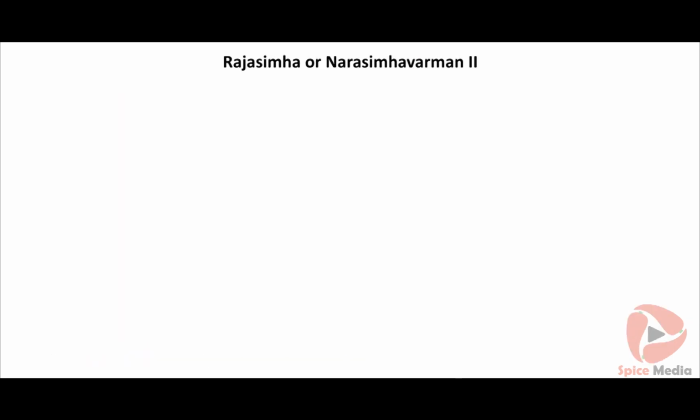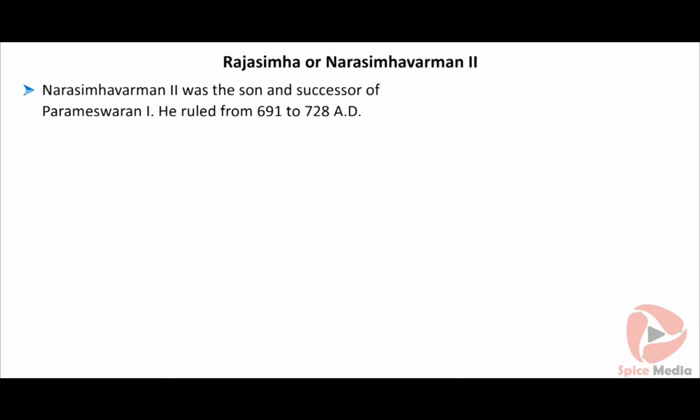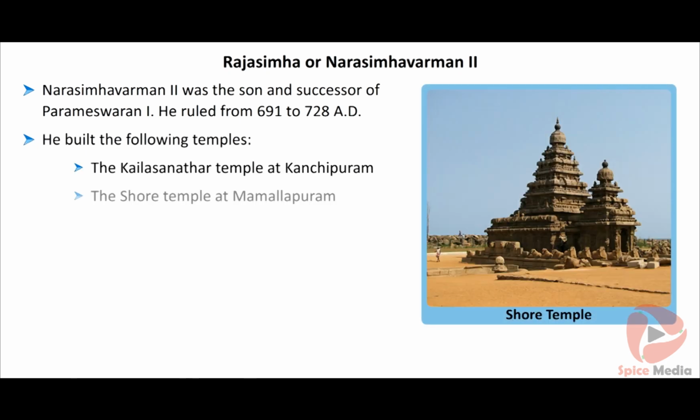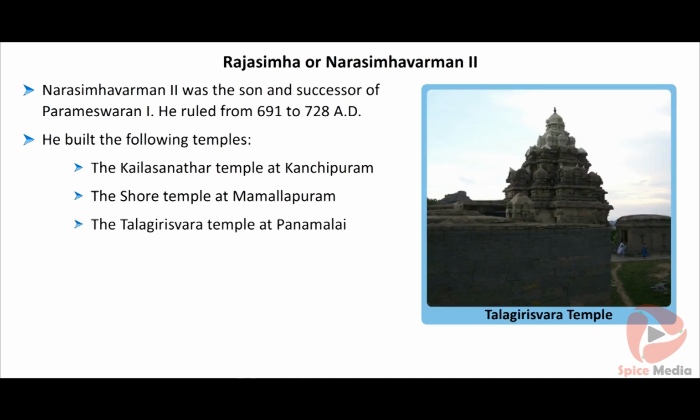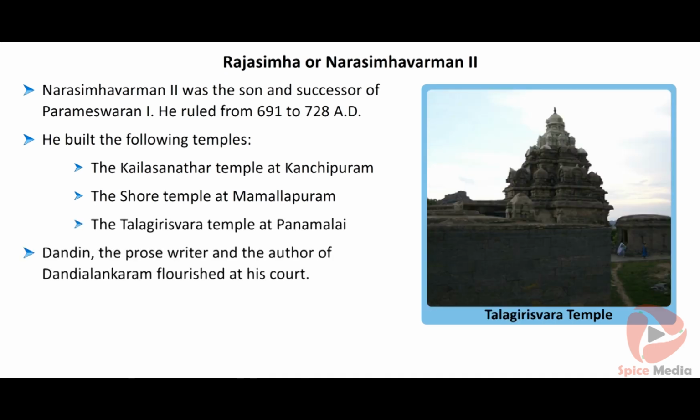Rajasimha or Narasimhavarman II. Narasimhavarman II was the son and successor of Parameshwaravarman I. He ruled from 691 to 728 AD. His reign was noted for peace and order. The empire grew prosperous during his reign. He built the following temples: the Kailasanatha temple at Kanchipuram, the Shore temple at Mamallapuram, and the Talagiriswara temple at Panamalai. He patronized scholars. Dandin, the prose writer and the author of Dasakumaracharita, flourished at his court. He had trade relations with China.